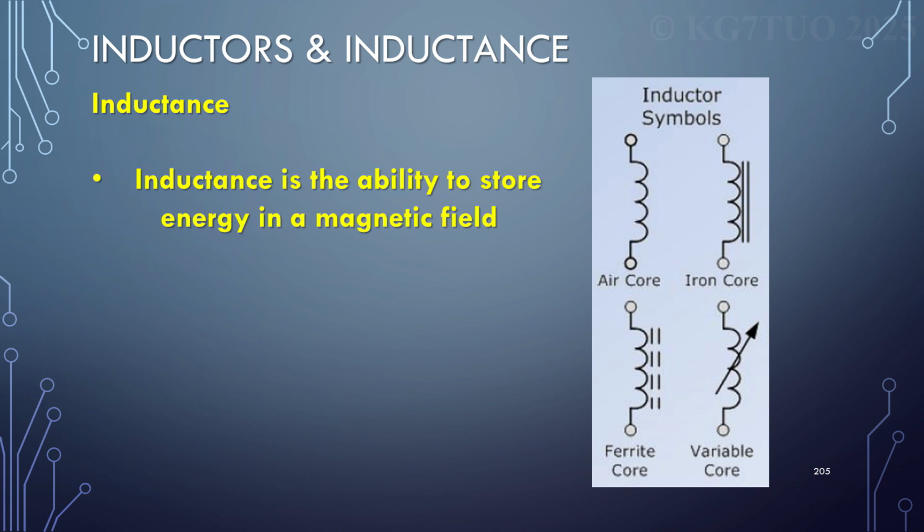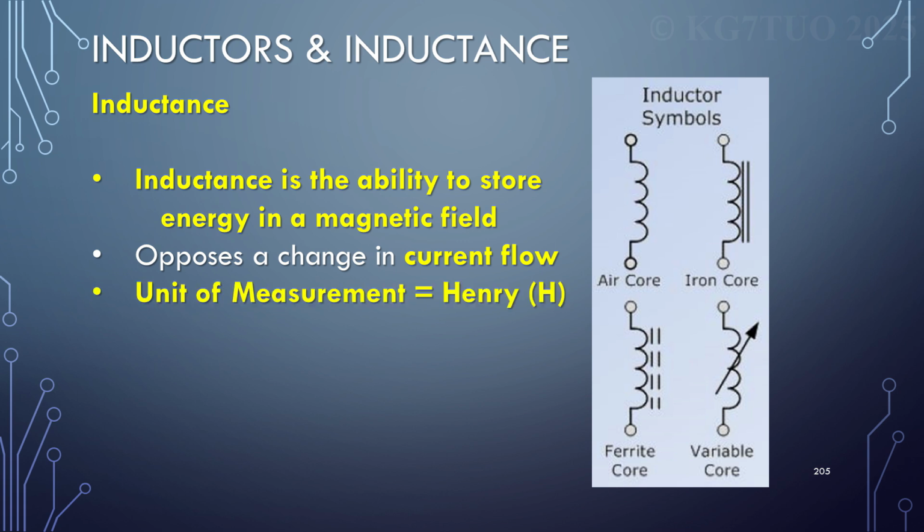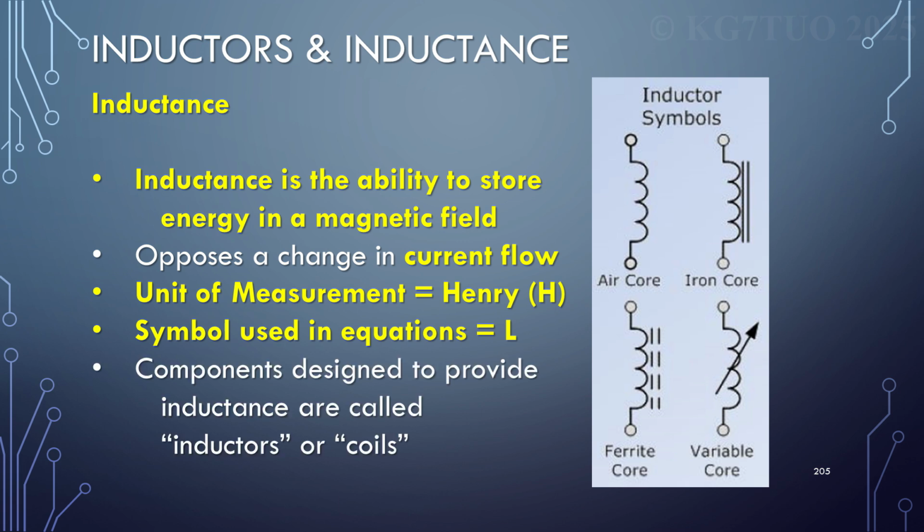Inductance is the ability to store energy in a magnetic field. Remember, the wire wrapped around the steel rod creates a magnet. It's storing magnetic field, that is inductance. Opposes a change in current flow. And the unit of measure is the Henry. And the symbol used in equations is L. Components designed to provide inductance are called inductors or coils.